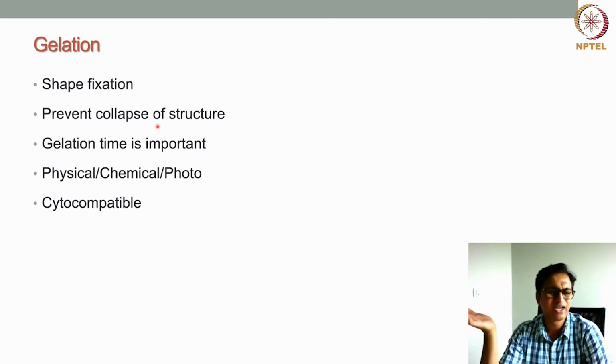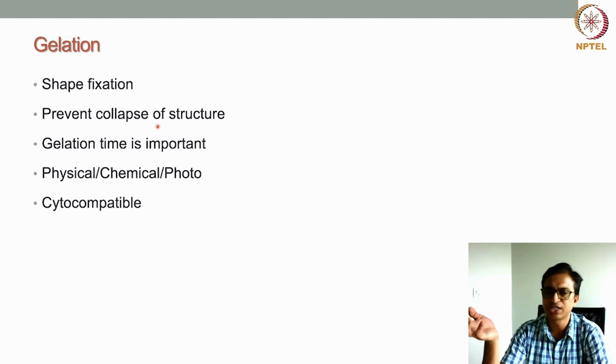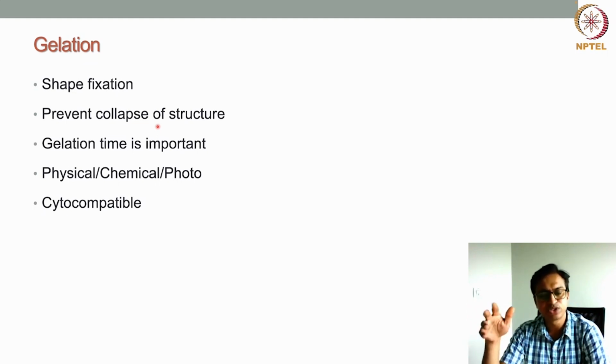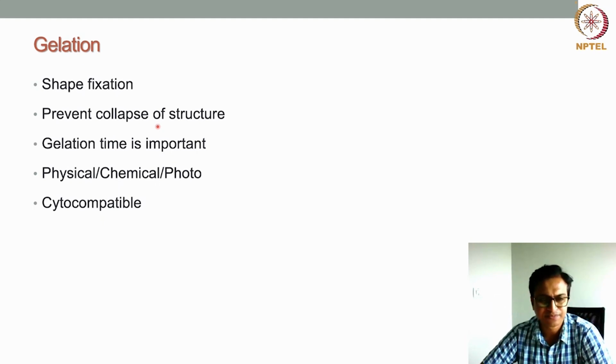The other thing is what kind of gelation it is. It is a physical gelation, chemical gelation, or photo gelation. It depends on what type of gelation it is, because all of these have their own gelation rate, right? Ionic gelation is very fast, photo is next, then chemical gelation is slow. So all these things definitely matter.